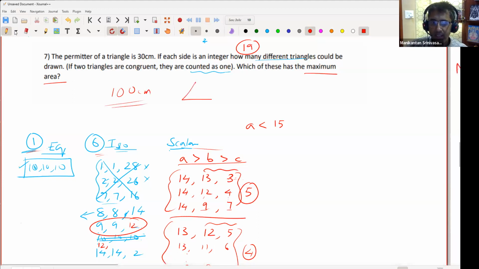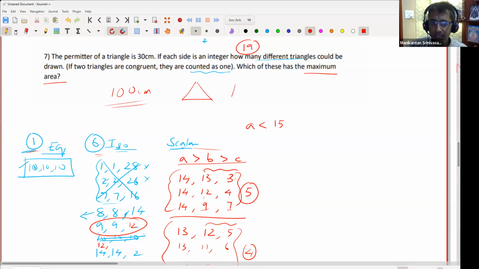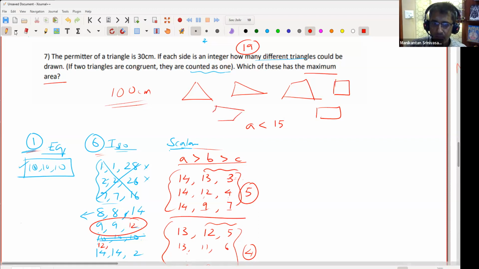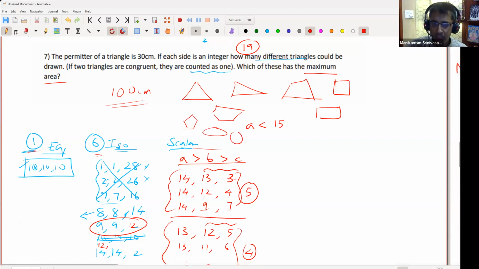I could build a triangle, right? I could build a scalene triangle, right? I could build a trapezium. I could build a rectangle. I could build a square, right? I could build a weird looking pentagon, right? I could build a proper pentagon and so on, right? I could build an ellipse. I could build a circle.